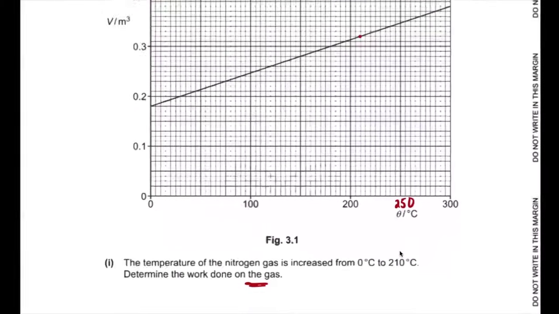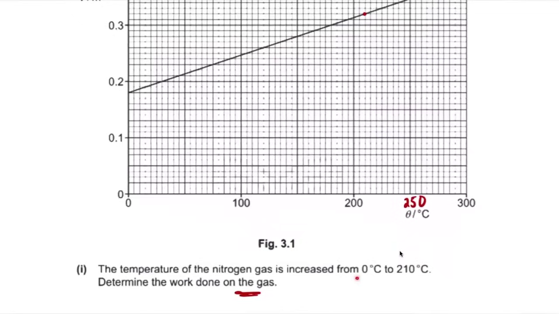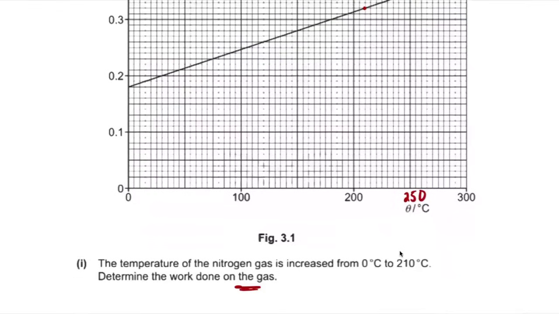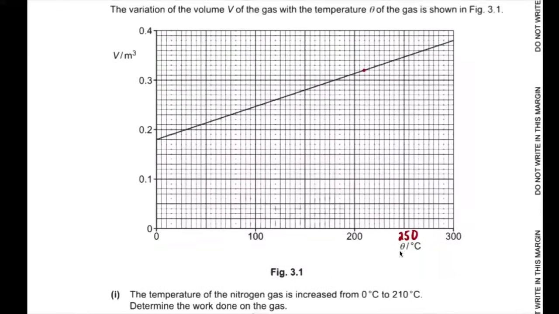So it says the temperature of the nitrogen gas is increased from 0 to 210. So this is 0 and this is 210. And you have to find the work done on the gas. Now, you should be thinking about this in terms of thermodynamics, the first law of thermodynamics. So you know that here the gas is expanding.